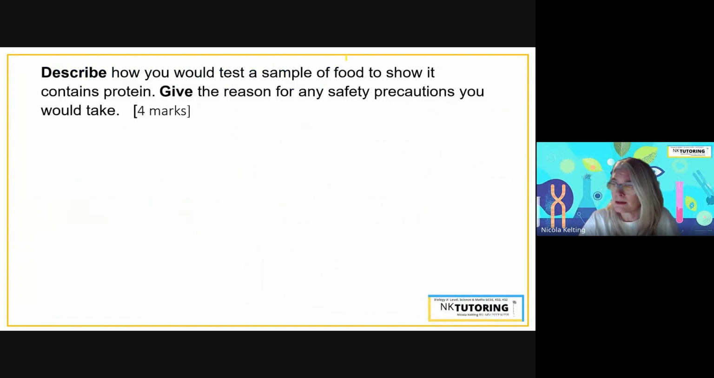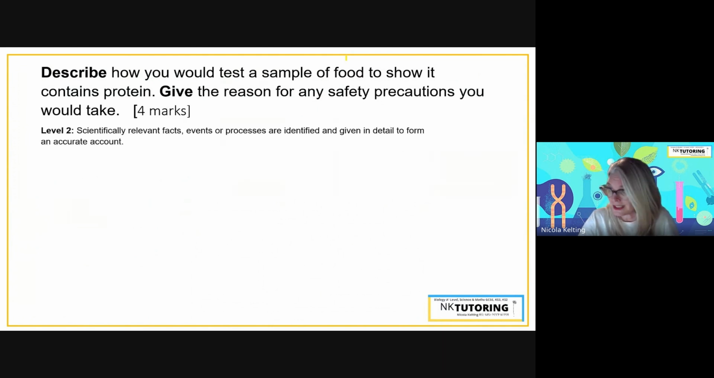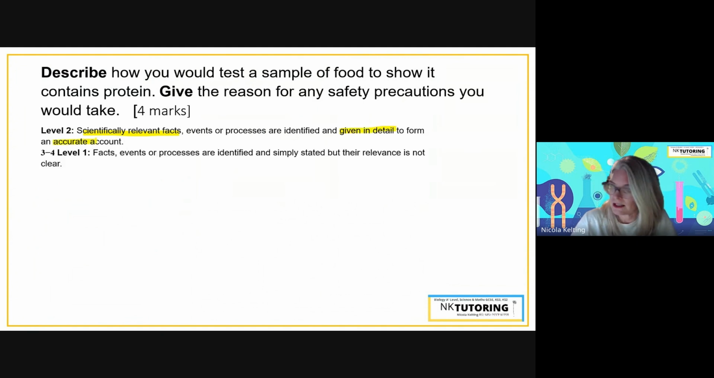Looking at this question in more detail and having a look at the mark scheme, this is where I advise you to jot a few things down. As it's a 4-mark question, the way it is marked is leveled. So if you want to get 4 out of 4 or 3 out of 4, it's considered a level 2. So you have to make sure there are scientifically relevant facts, the events or processes are identified and given in detail with an accurate account. Okay, so that's what we're aiming for.